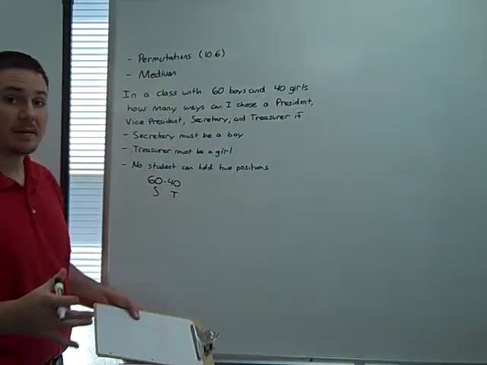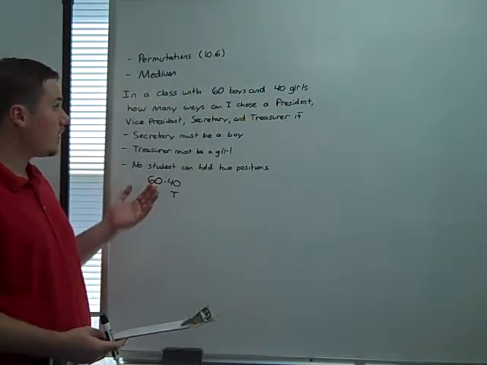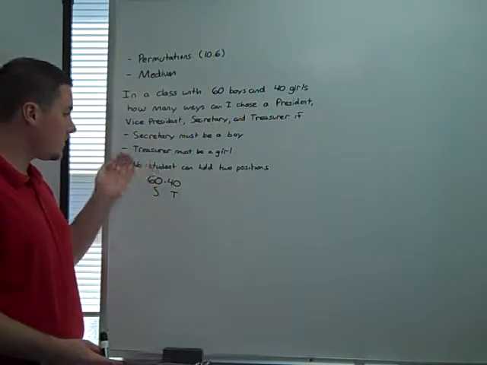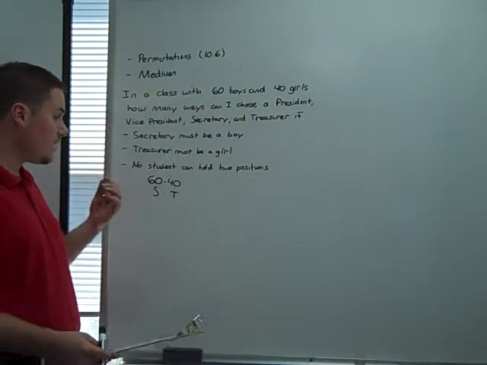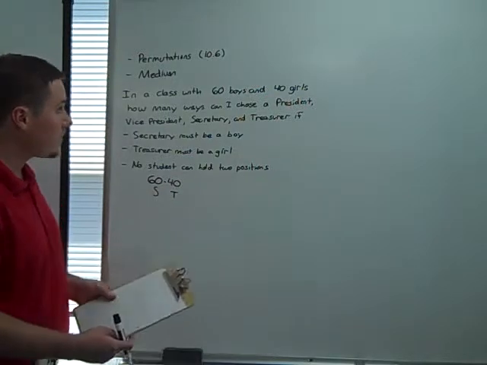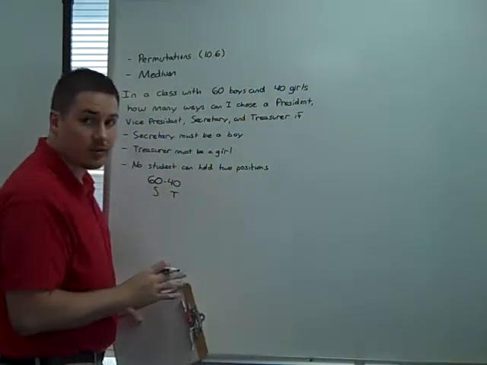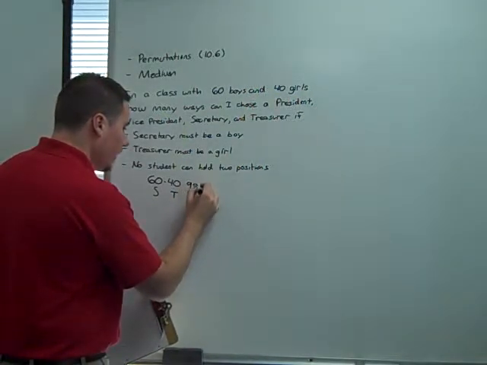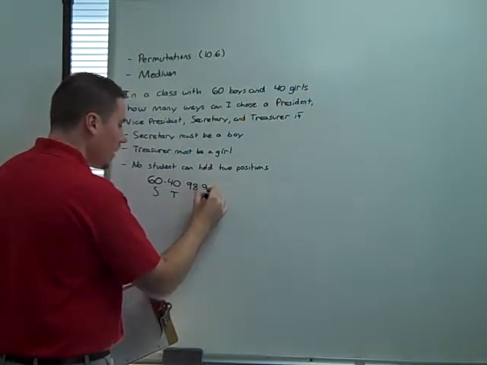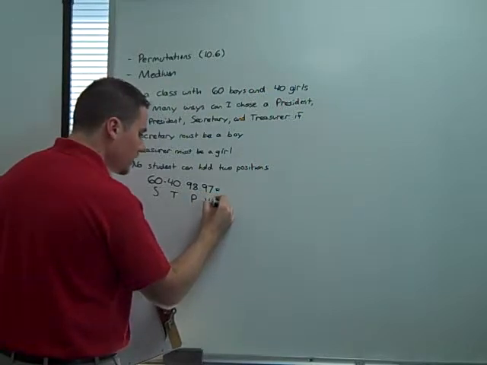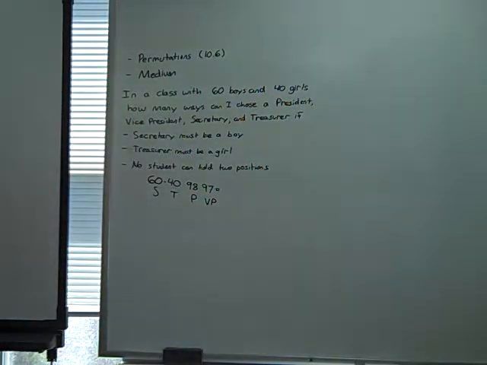Having made the limited decisions, the decisions that are constrained, we can then focus on the president and vice president. So here's where no student can hold two positions comes into effect. Whoever won the secretary position can't be the president. So that means that there are only 98 students left in our class eligible for president. And then there are only 97 eligible for vice president.